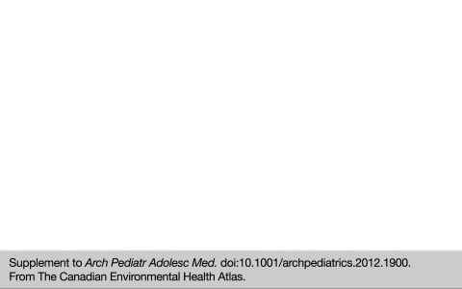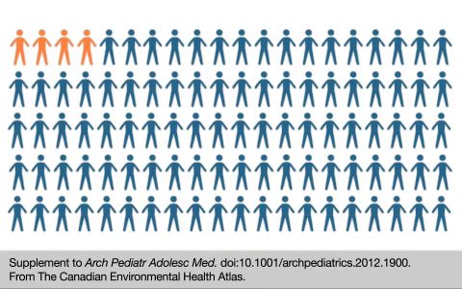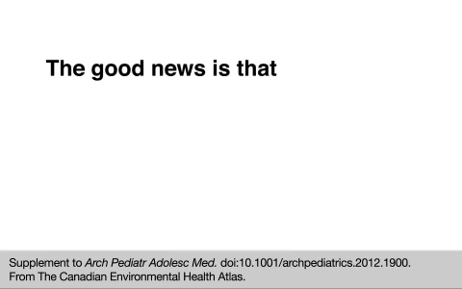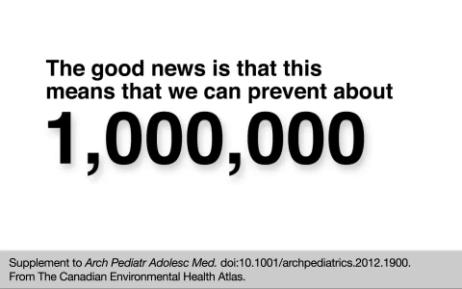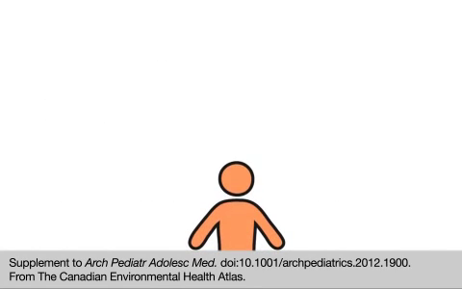This shift in ADHD symptoms results in a greater than 6-fold increase in the percent of children who have ADHD, an increase that is far greater than if you simply added the 2 risk factors together. This shows how exposures to lead and tobacco, which result in subtle shifts in ADHD behaviors, can lead to a large increase in the percent of ADHD. The good news is that this means that we can prevent about 1 million cases of ADHD in U.S. children, if we are willing to make the necessary investments.